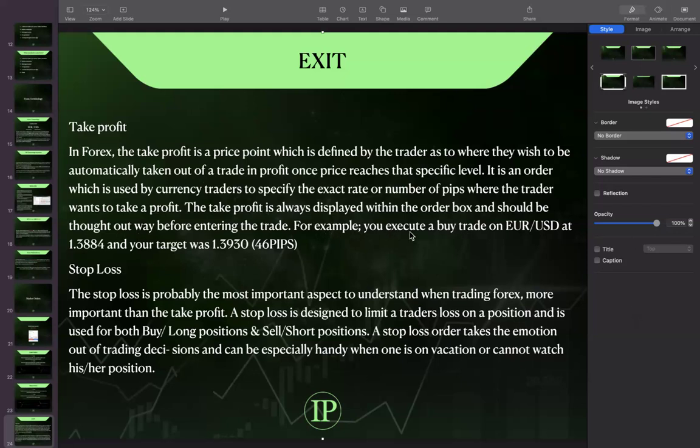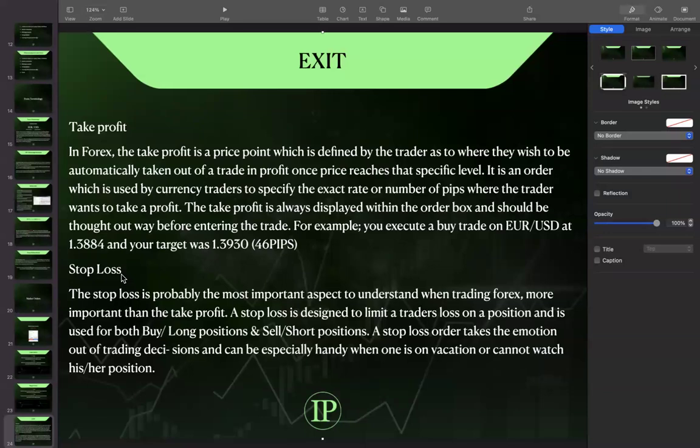Okay, so for example, you execute a buy trade on Euro USD at 1.3884 and your target is 1.3930, which is 46 pips, right? That is where you will place your TP at this price. Your take profit will go to this price, and once it gets there, it will close the trade and it will bank your money, basically. Okay, then the stop loss, okay?